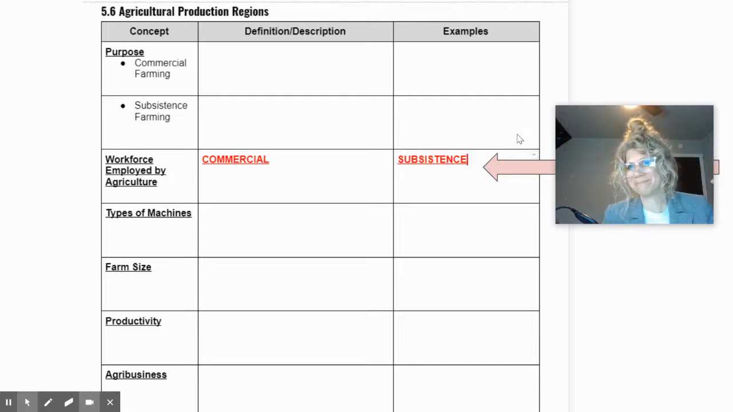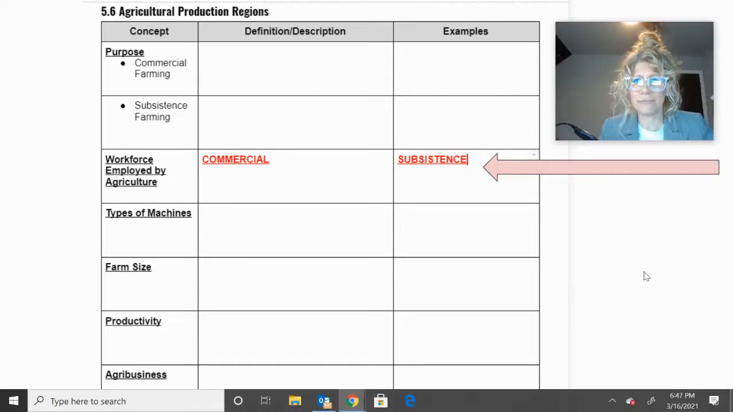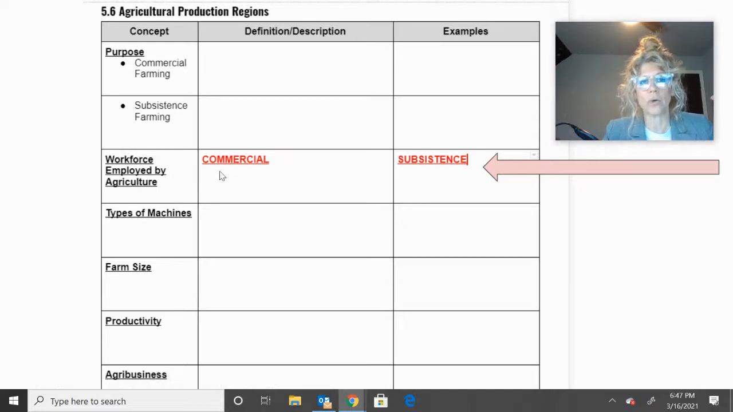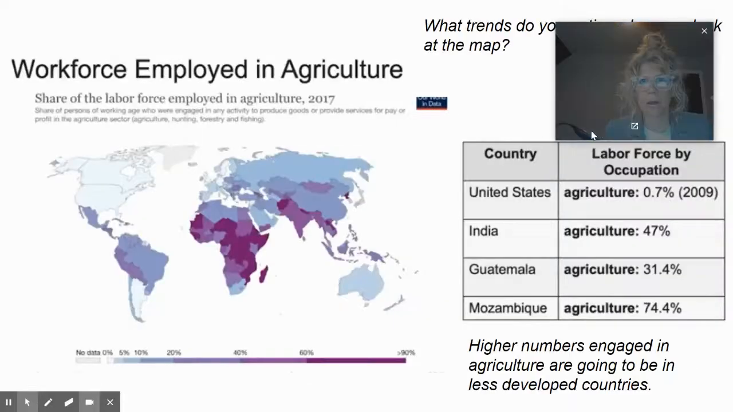All right, now I have to apologize to you guys because I did not do a good job of setting up your notes from here on out. So what I would suggest is maybe make this column from here down where it says workforce, make this your commercial column, and then make that far right column subsistence. What I'm going to do is go through each of these concepts here, and you'll just make a quick note of how, like, types of machines in commercial farming is different from subsistence. Okay, and I apologize for not doing a better job with that. All right, let's get going.